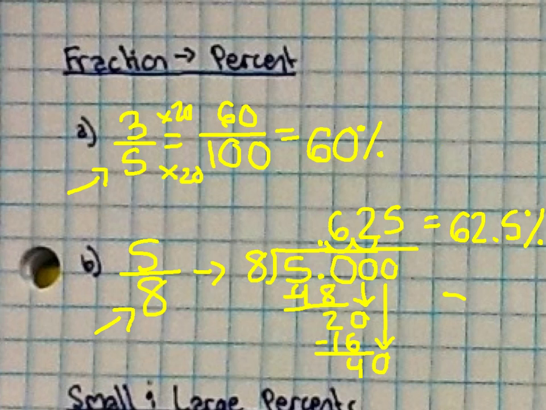Okay, so to review again, to change a fraction where the denominator can't go into 100, you divide to make it a decimal. This is what I did here. Once you get your decimal, move the decimal 2 times to the right to make it a percent.